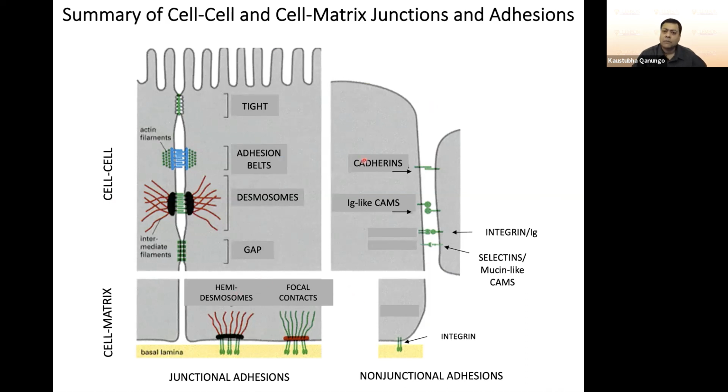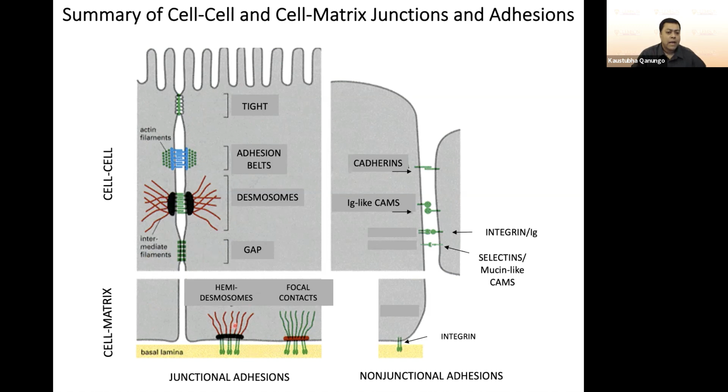That's 4.1. So we talked about the tight junctions right here, which are occluding junctions that separate the proteins in the basolateral and the apical surface. We call them the adhesion belts or the adherence junction when they interact with the actin. When they interact with the intermediate filaments, we call them desmosomes. And we have the gap junctions, or the communicating junctions.